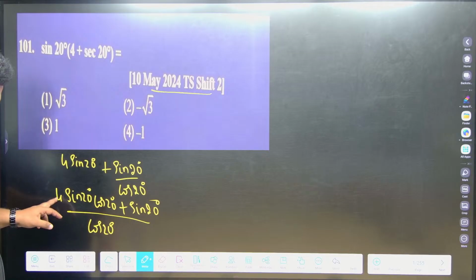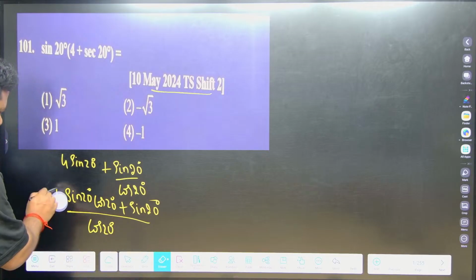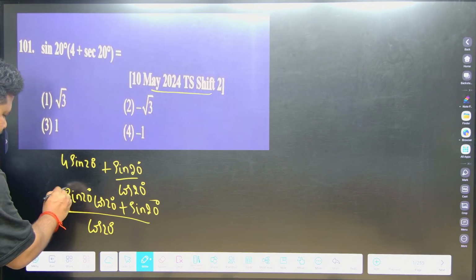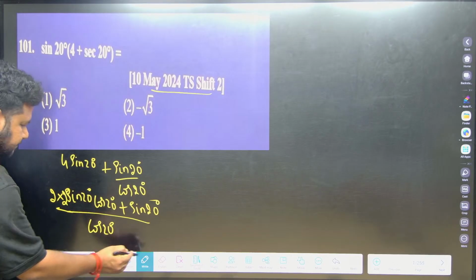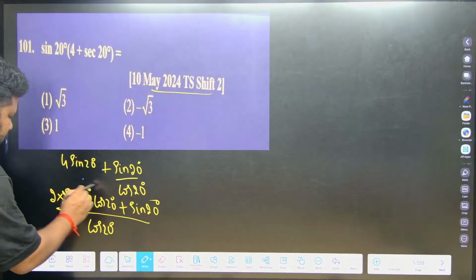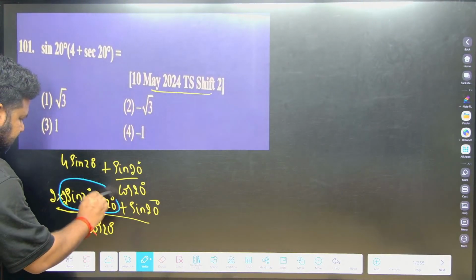Now 4 is there. This 4 I can write as 2 into 2. Why? See here, this 2 sin 20 degree cos 20 degree can write as what?